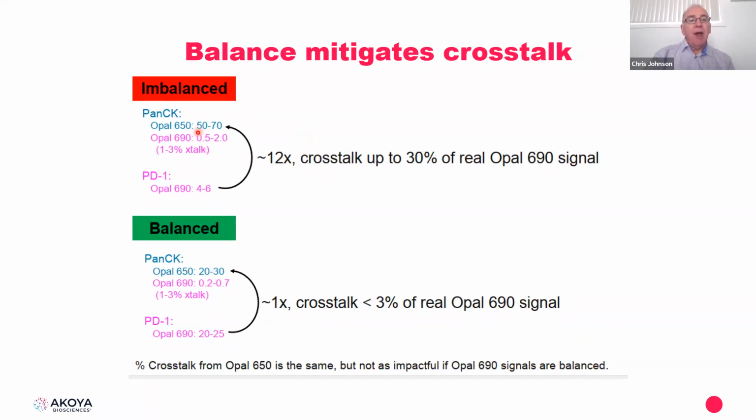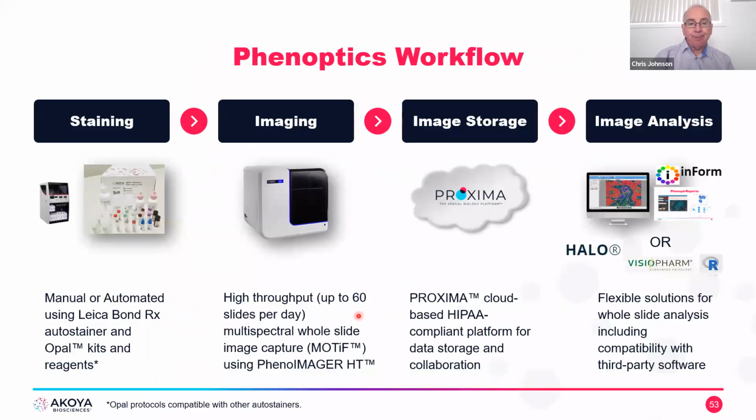So in this case, if we had a pan-CK with very high emission, there's always about 1 to 3 percent crosstalk of that dye into the 690 channel. If our 690, on the other hand, is very weak, then this high crosstalk from the pan-CK will give quite a high crosstalk reading in the 690 signal. Ultimately, if it's balanced, and the 650 and the 690 are similar, we'll still have the same percentage of crosstalk, but the contribution to the signal is far, far less.